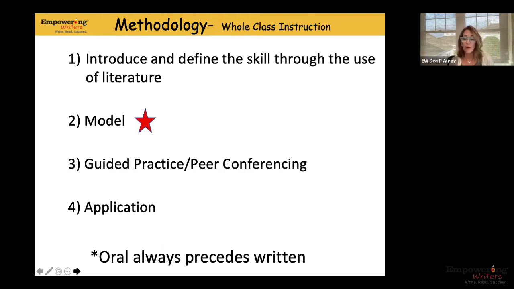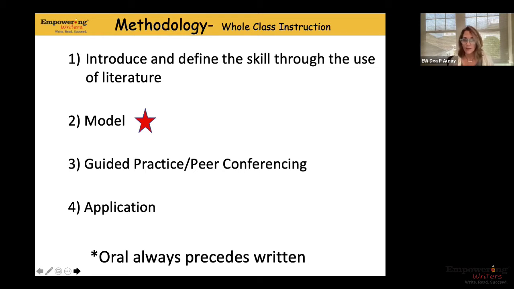I define that skill. Then we model the skill. Our job as teachers is modeling that skill. How do the authors write it? I'm talking out loud as the author, and I'm developing that for my students. I'm asking productive questions. I'm asking my kids to contribute. I'm looking for students that don't have the language so I can give them the language, so I can help them develop the words that they need.